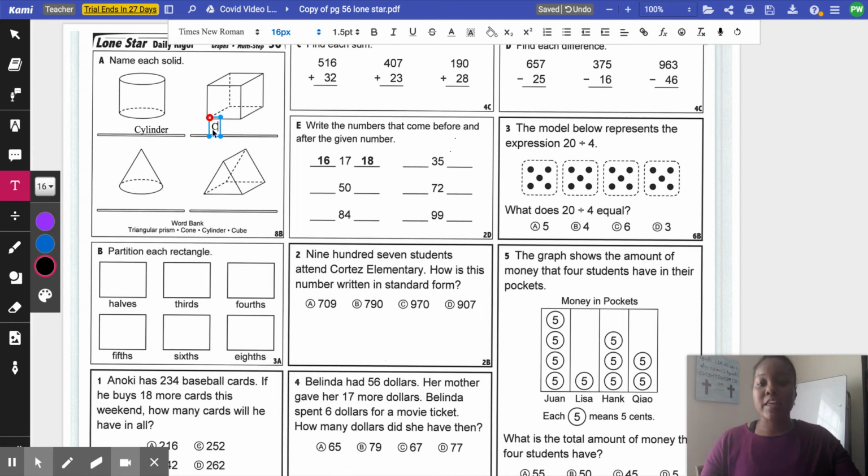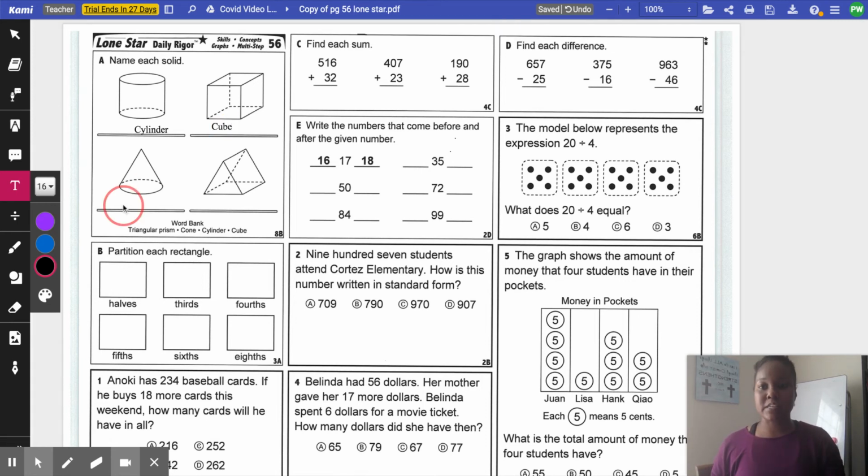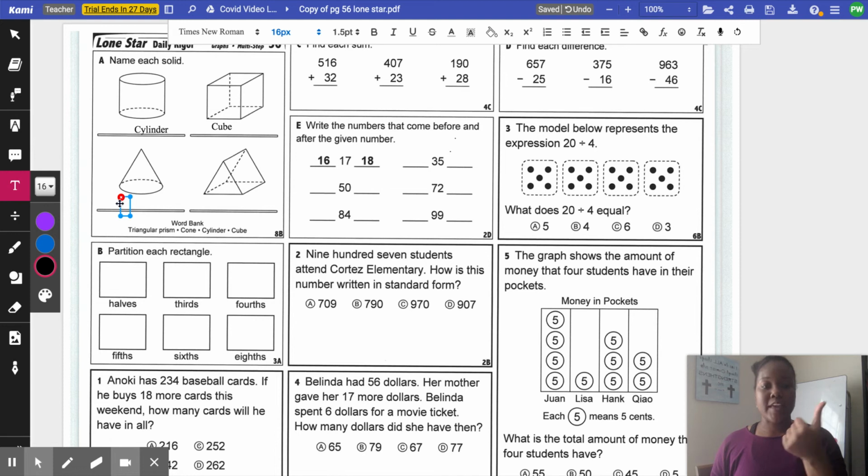And we know that a cube has the same attributes as a rectangular prism. They have the same number of faces, vertices, and edges. This shape right here is a cone. And the last shape is called a triangular prism.